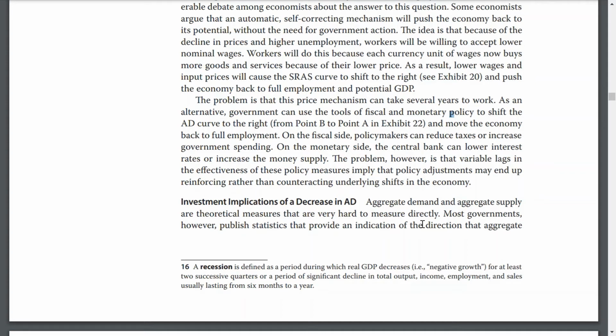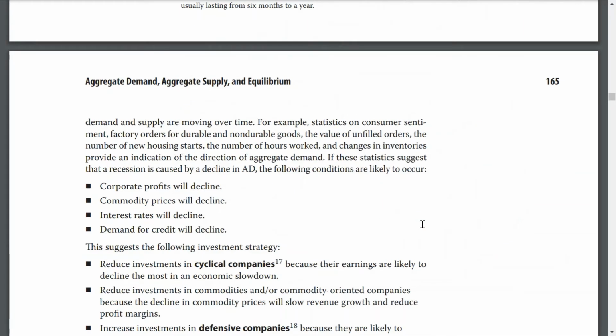Investment implications of a decrease in aggregate demand. Aggregate demand and aggregate supply are theoretical measures that are very hard to measure directly. Most governments, however, publish statistics that provide an indication of the direction of aggregate demand and supply and their moves over time. For example, statistics on consumer sentiment, orders for durable and non-durable goods, values of unfulfilled orders, the number of new housing starts, the number of hours worked, and changes in inventory provide an indication of the direction of aggregate demand.